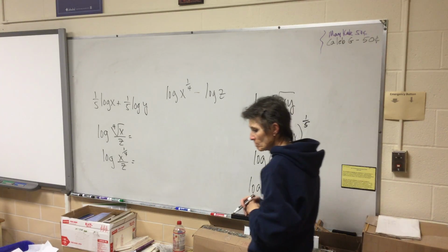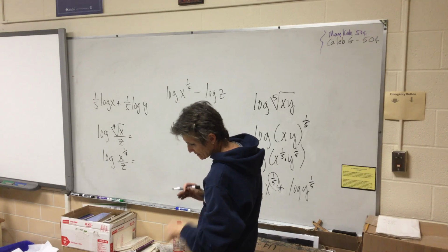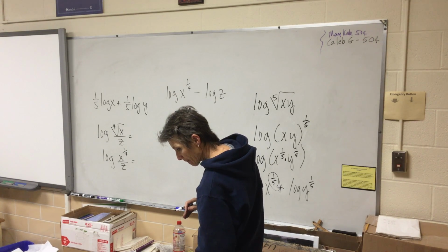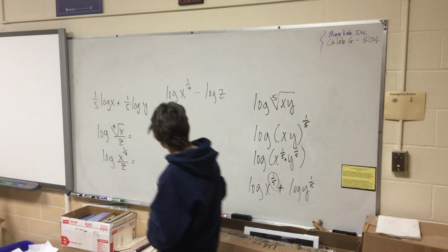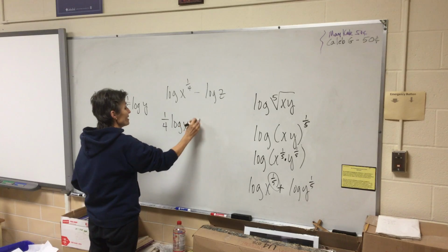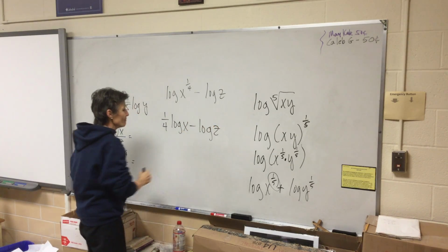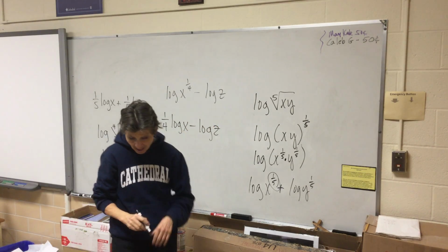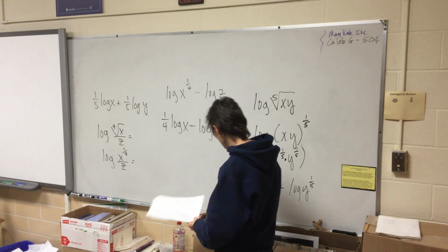I have one more small thing to do. What do I still need to do? Put the 1/4 in front of log x. Exactly. So 1/4 log x minus log z. Very, very good. That's kind of a tough problem. You did a good job with it.